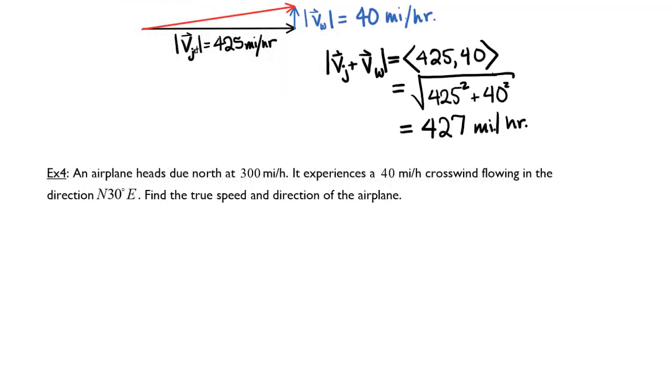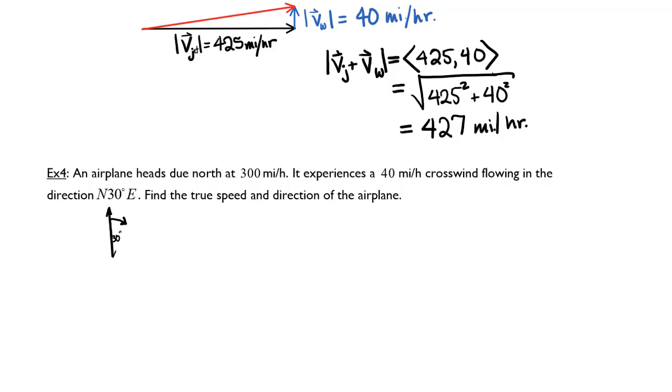Let's take a look at the next example. An airplane heads due north at 300 miles per hour. It experiences a 40 mile per hour crosswind. The direction is 30 degrees east of north, which means we're measuring the angle that's given, 30 degrees, off of north, and this is kind of a nautical term, and so you won't necessarily know that unless I tell you, or you've sailed.